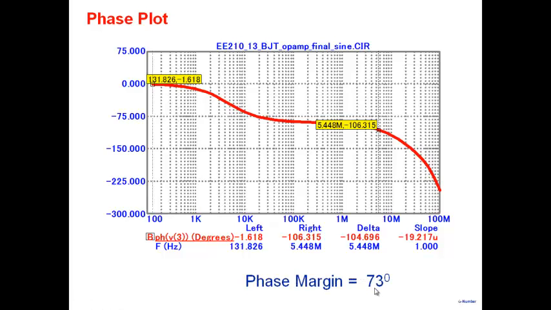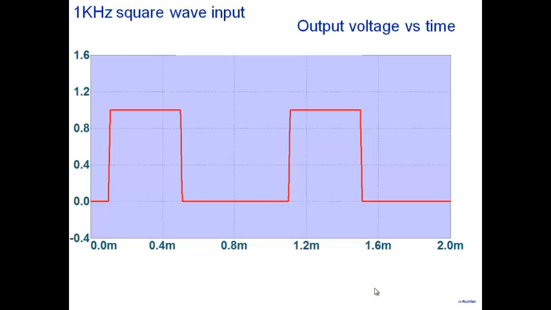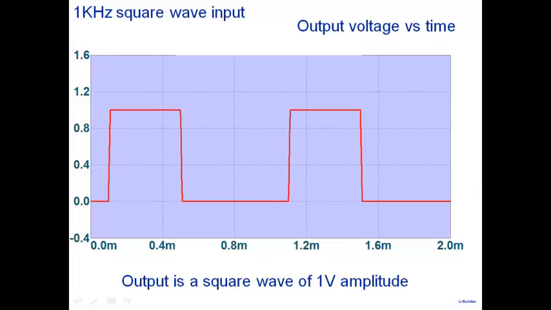So now our op-amp is stable with a good phase margin. When I take my op-amp and apply the same square wave as an input, you can see the output is also a square wave. Perfect, no oscillations, nothing there. The output is a square wave of 1 volt amplitude.